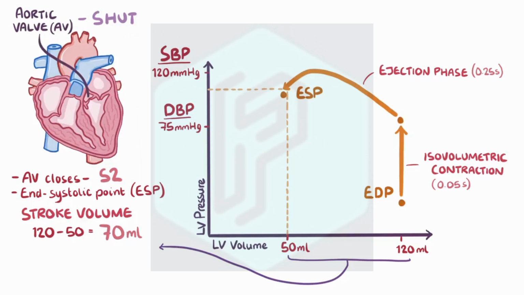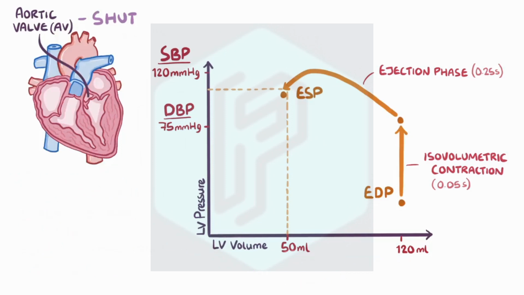Stroke volume is a useful measurement, but it can vary based on the size of the person's heart. So another helpful measurement is the ejection fraction, which is the stroke volume divided by the end diastolic volume. In this example, it's 70 divided by 120, which is about 58%. In other words, 58% of the blood volume in the left ventricle gets pumped out during each heartbeat.